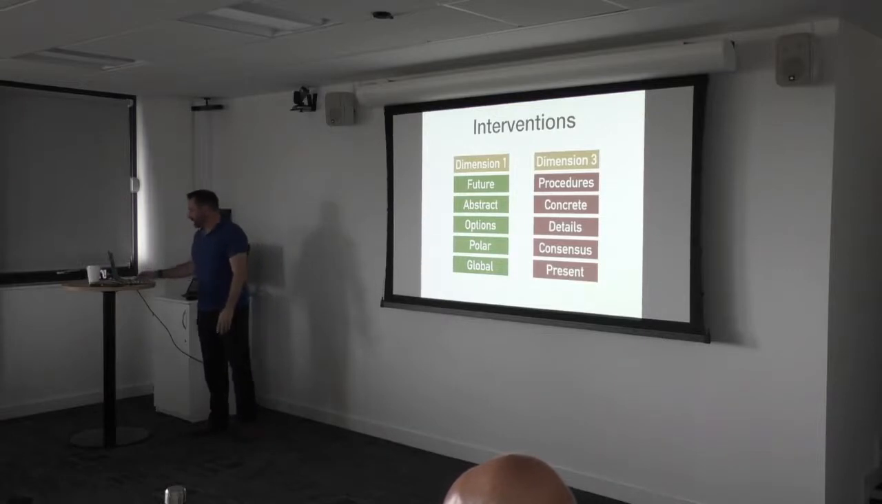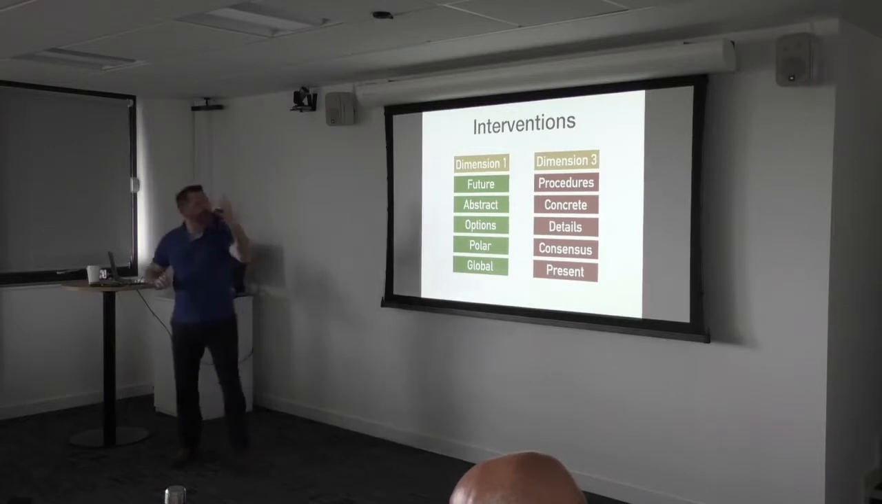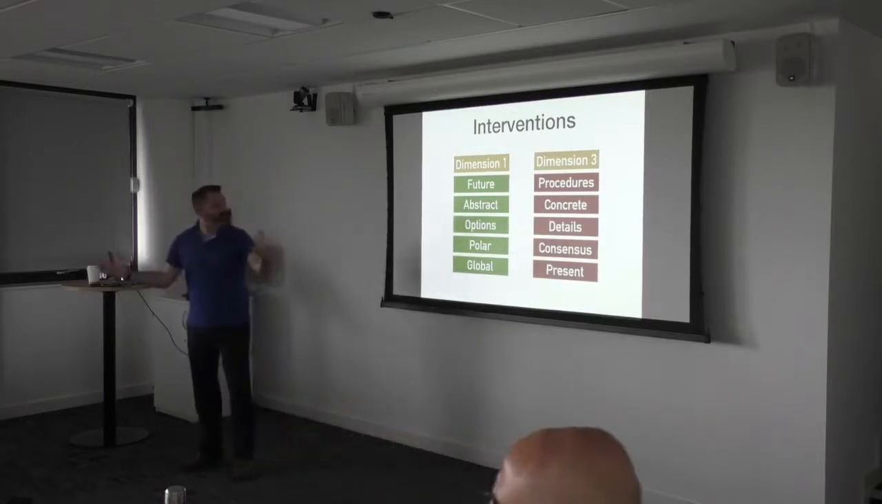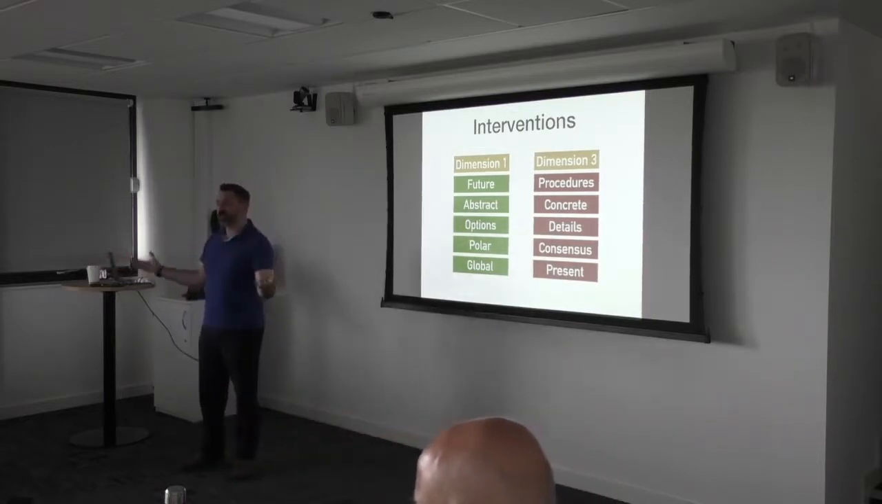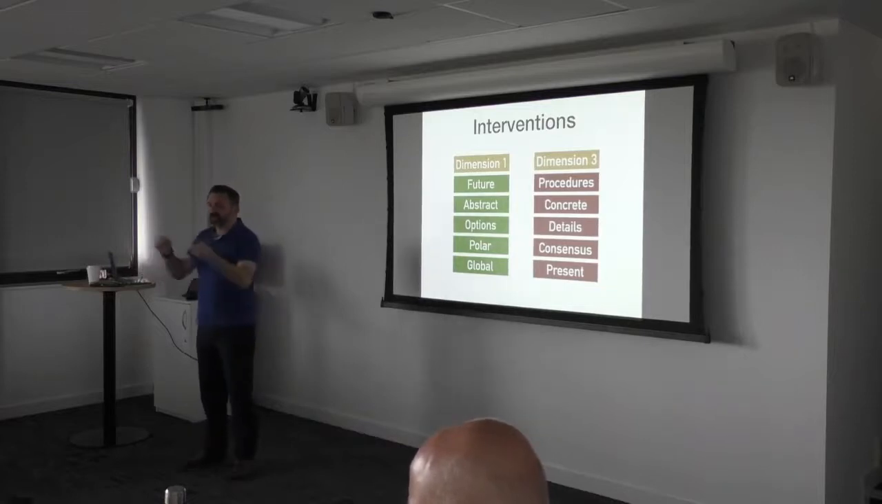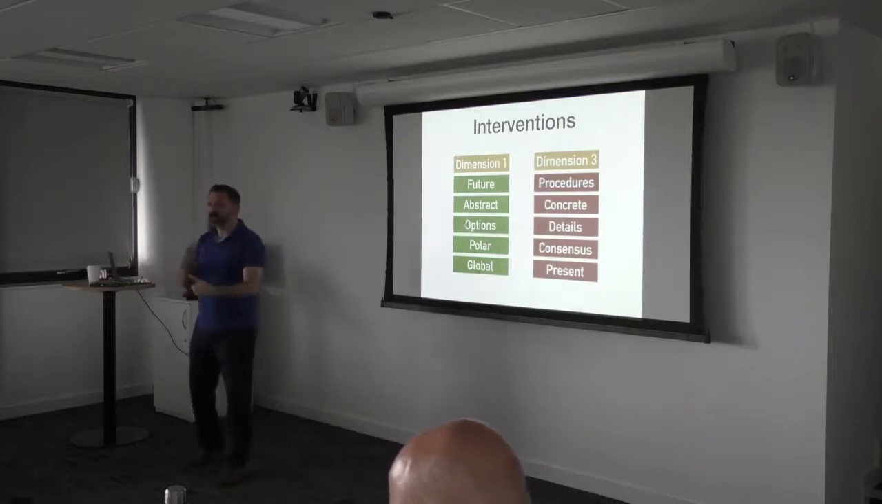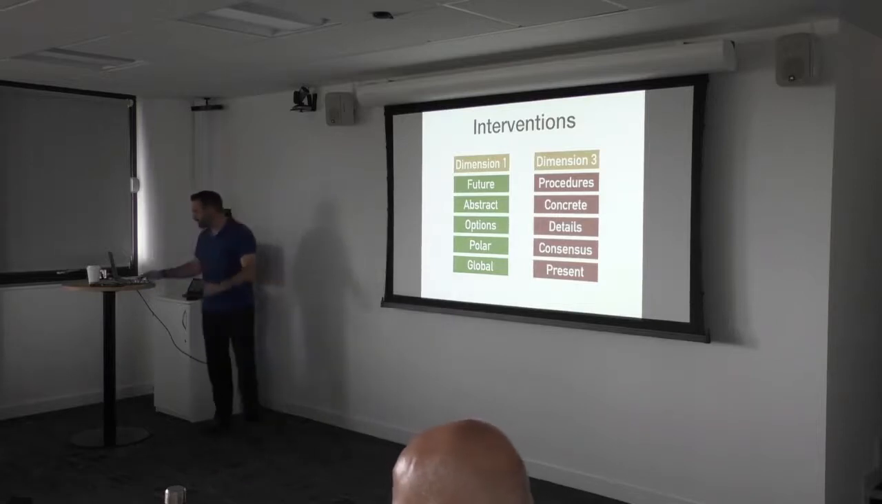Disequilibrium. Once we get balance between future and present, or polar and consensus, that gives us the choice. If we look at it from a choice perspective, there aren't necessarily any stages.